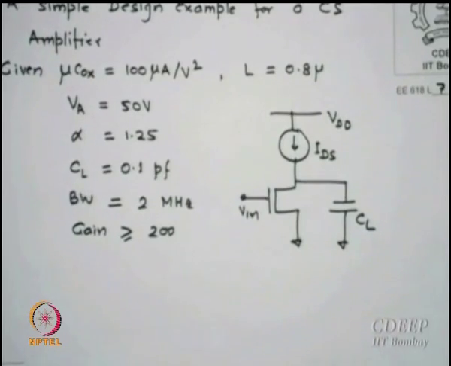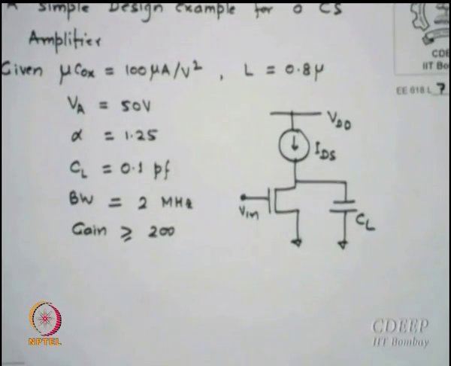The technology fitting parameter alpha is 1.25. The load capacitance is 0.1 pF. The bandwidth required for this amplifier is 2 megahertz. And I am expecting gain to be higher than 200. Trivial, but important. So what are the specs? I repeat, the Early voltage is 50 volts, channel length is 0.8, mu Cox is 100 microamps per volt squared, alpha is 1.25. If alpha is not specified, what value do you choose? 1. If alpha is specified, use that value. If not given, just use 1, or just don't use alpha anywhere. CL is 0.1 pF, bandwidth is 2 megahertz, gain greater than or equal to 200.